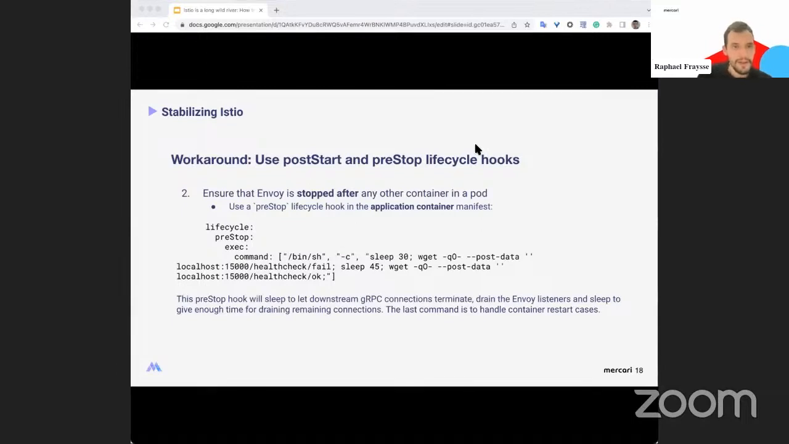Then there is another variant. We use one more command to handle container restart cases, because we got some issues sometimes when containers were temporarily failing, but then when they came back to live status, they would stay in that draining mode forever. So we also try to roll back their state to a listening state.